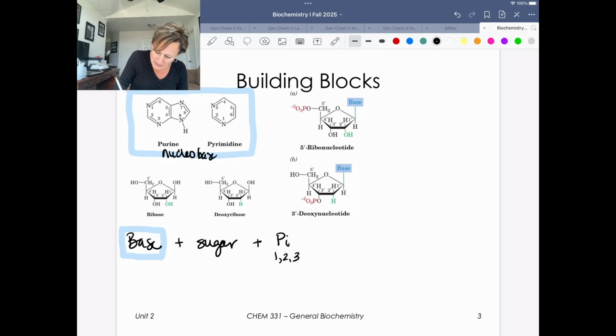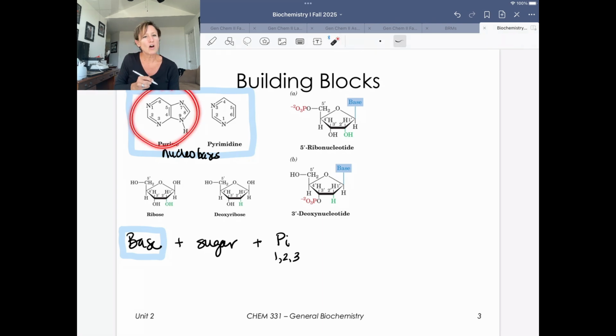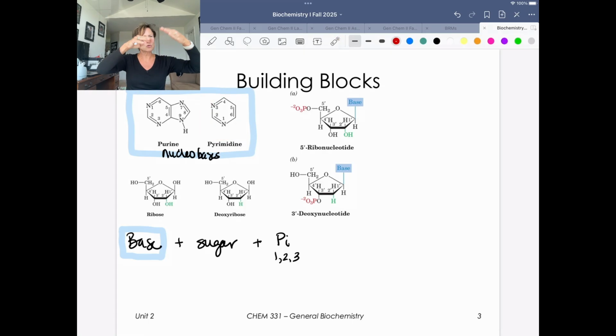And they come in basically two flavors. They come in a 2-ring form, which we call purines, and then a single ring form, which we call pyrimidines. And the piece that I need you to know is that these are modified with different exocyclic groups that allow them to make the 5 nucleotide building blocks that we see in both RNA and DNA.